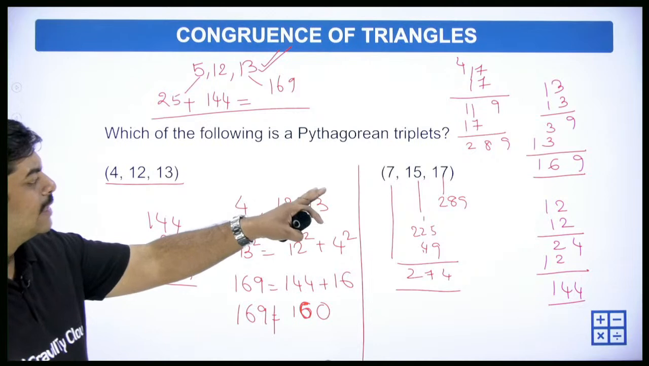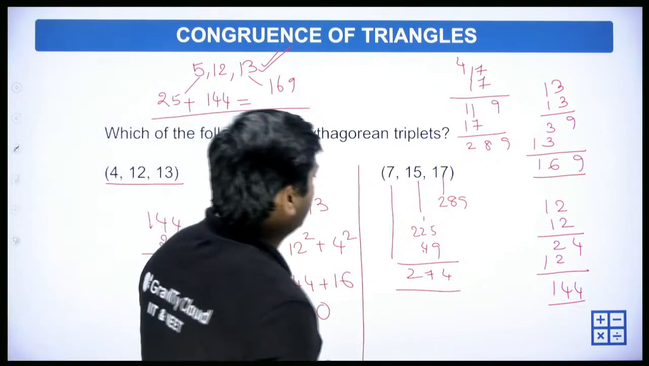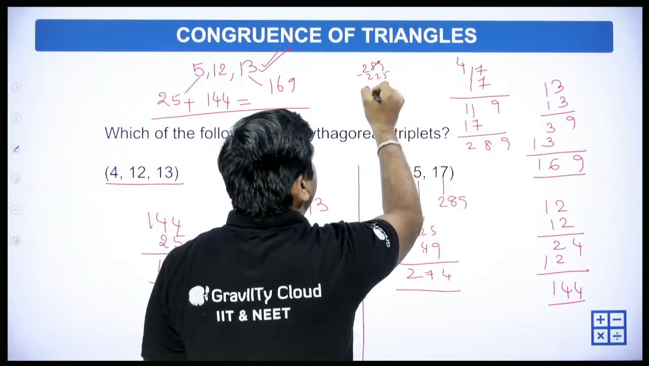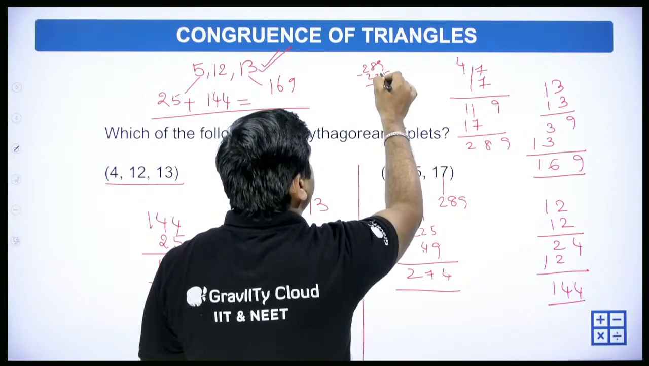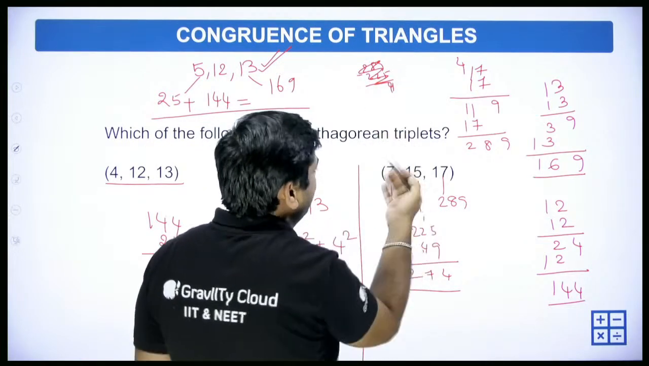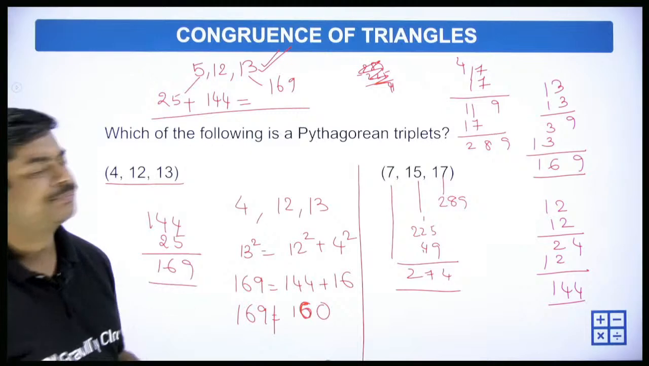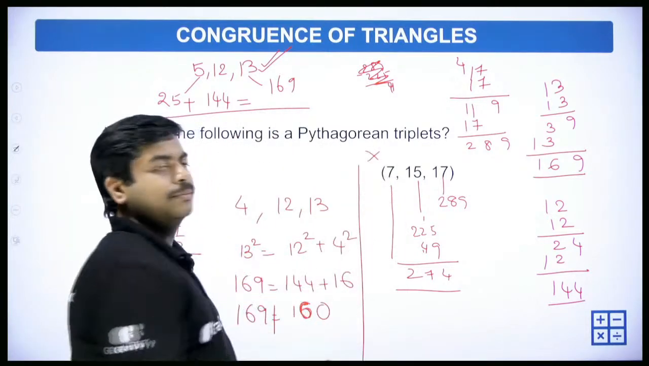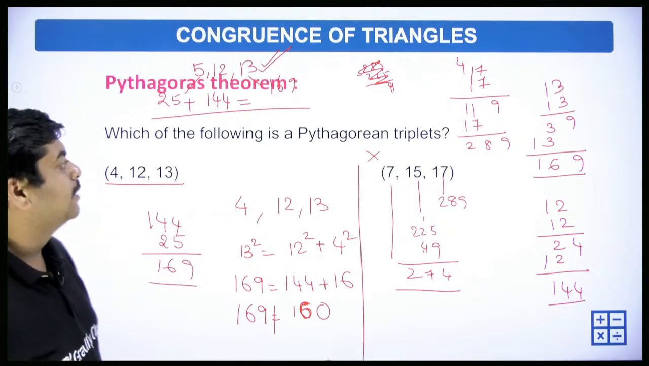Even for 17 and 15, let me calculate 289 minus 225. It should be 64. There is some other triplet, maybe 8, 15, 17 or something like that, whatever it is. So this does not follow a Pythagorean triplet. Understand? Okay, let's move ahead.